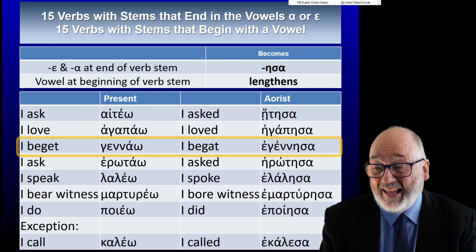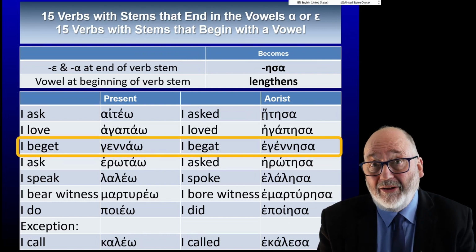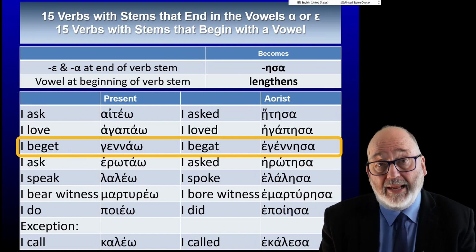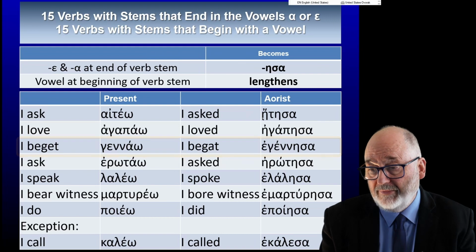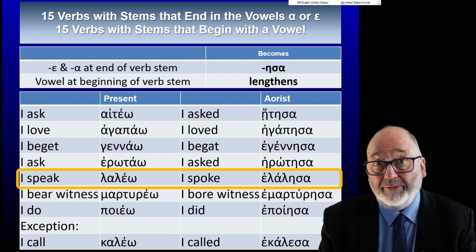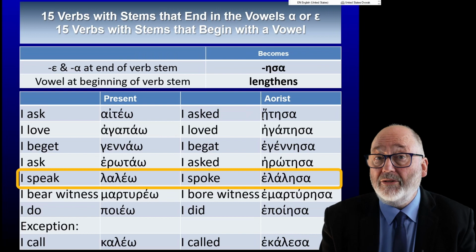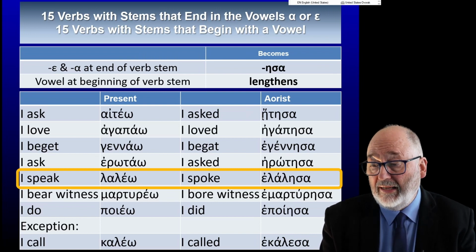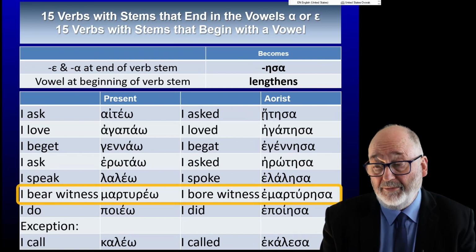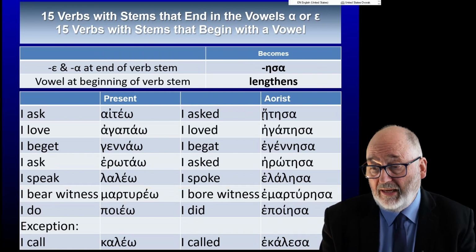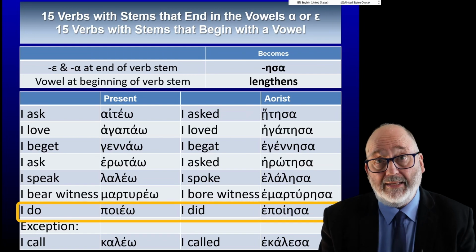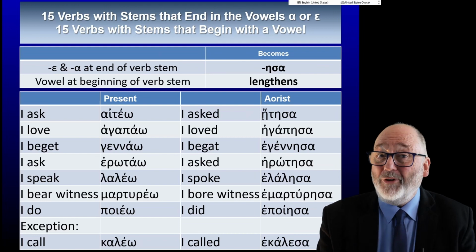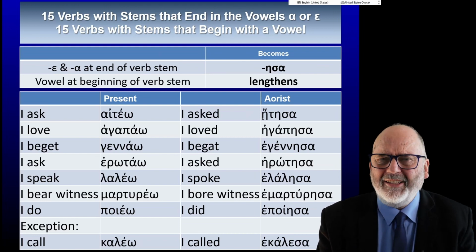Let's go down to genao. So the alpha lengthens, and the aorist of genao becomes egenasa. And let's look at laleo. Again, the epsilon lengthens to eta, and the aorist of laleo is elalesa. Martyreo, similarly, emartyresa, and poieo, epoiesa. All straightforward and regular.